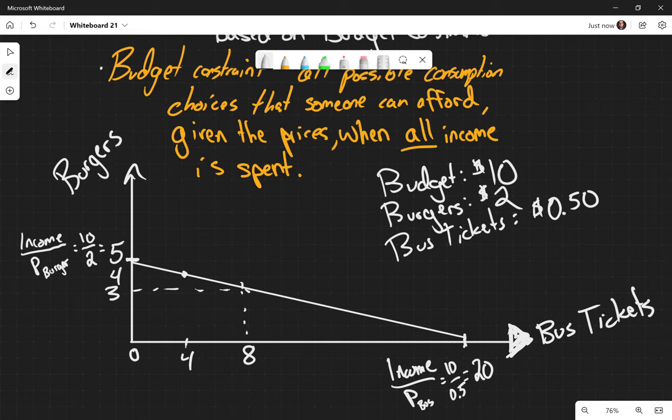And so when we're talking about this, one of the things that we want to keep in mind is the slope. What do I have to give up in order to get one more burger? Well, we can pretty easily tell right here. Let's say I'm starting from 8 tickets and 3 burgers, and I would like to get 1 more burger. My opportunity cost of 1 more burger is these 4 tickets.